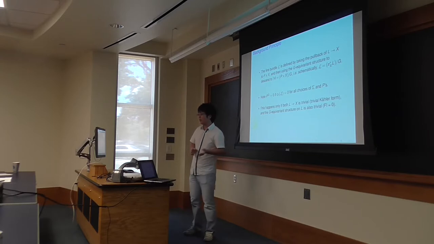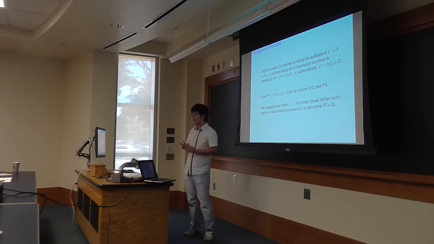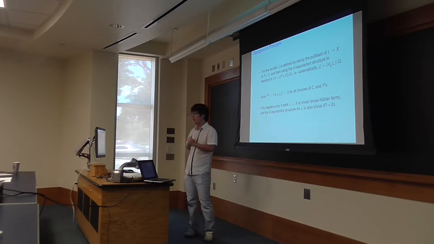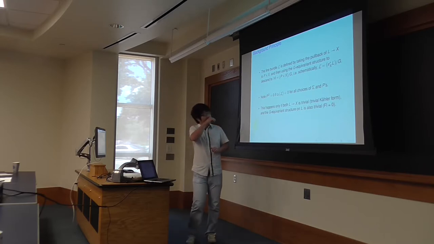Why are we doing this? Because this new gerbe L actually has two pieces of information inside it. One is the Cayley form that we saw earlier. The other is the I phi parameter, which comes from the equivariant structure.